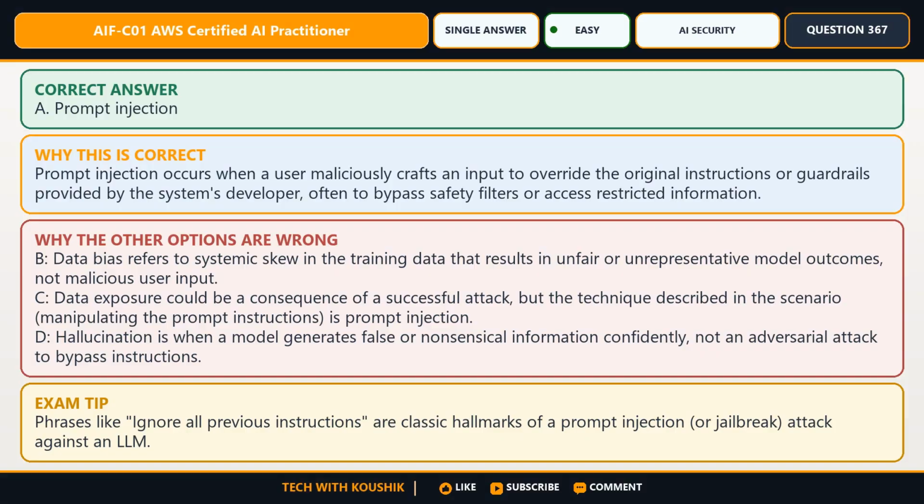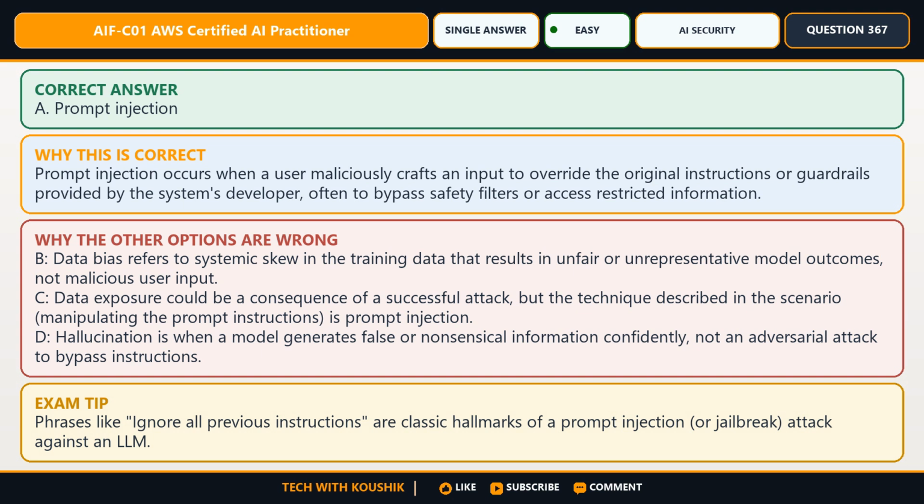The correct choice is A, prompt injection. The requirement to solution match is that prompt injection occurs when a user maliciously crafts an input to override the original instructions or guardrails provided by the system's developer, often to bypass safety filters or access restricted information.